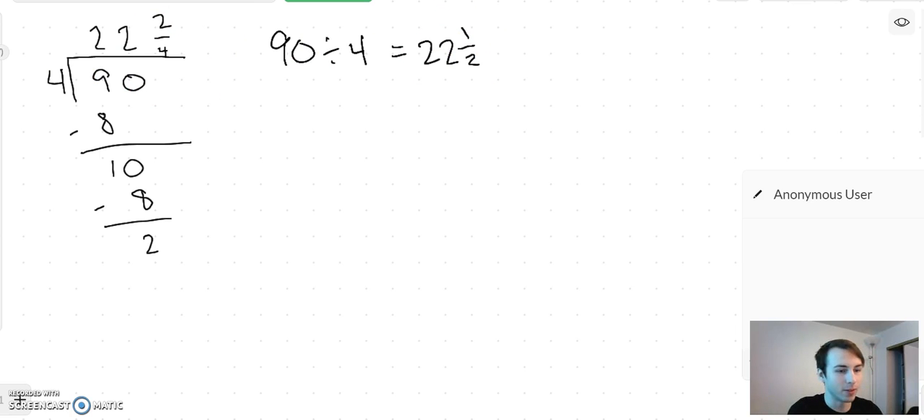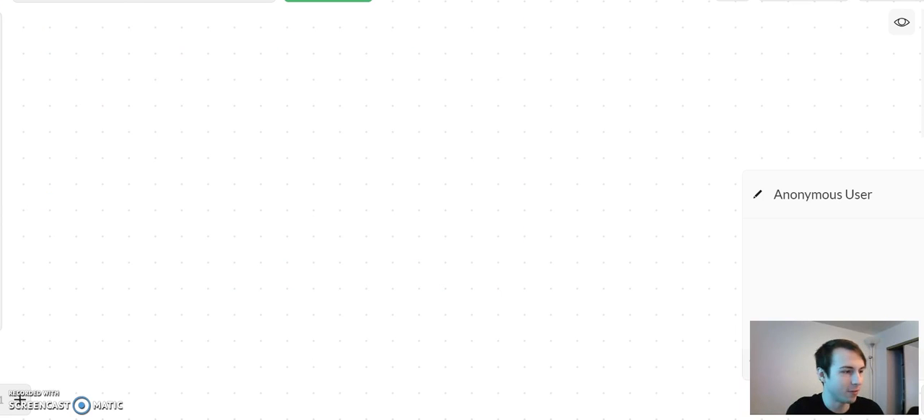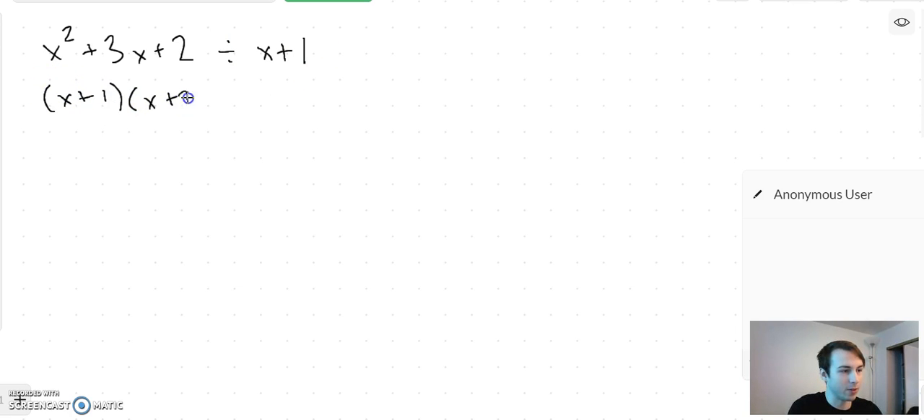So for polynomials, this is pretty much the same process. You just have to keep track of more stuff as you go along. So let's just do x squared plus 3x plus 2 divided by x plus 1. We already know what the answer should be because this factors into (x plus 1)(x plus 2) as we saw before. So we already know that the answer should be x plus 2. So let's do polynomial division and see that we get this answer.